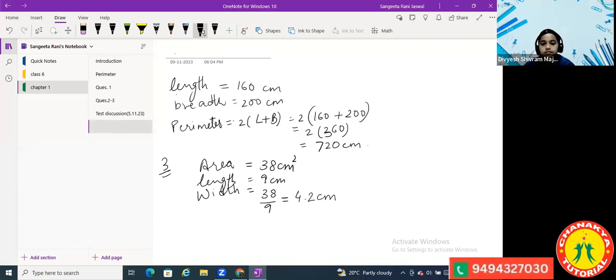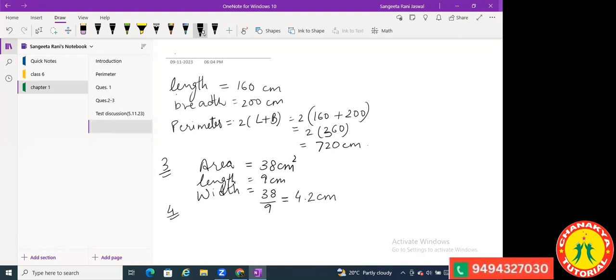Okay, now moving to the next part. What is the cost of tiling a rectangular plot of length 600 meters? We have to put tiles and find the cost. The length of the plot is given as 600 meter long and 300 meter wide, at the rate of rupees 7 per 100 square meter.